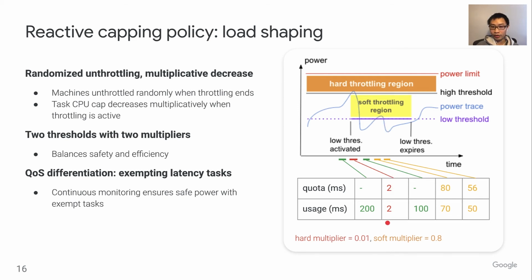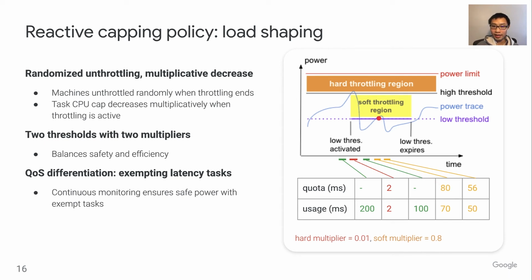Then we start soft throttling by applying another soft multiplier close to 1, say 0.8, to the CPU usage in order to gently throttle the tasks. So we apply 0.8 here to 100 to get 80 milliseconds of quota.